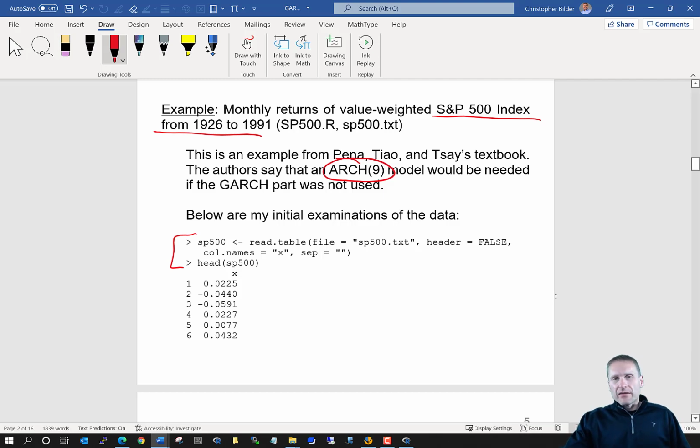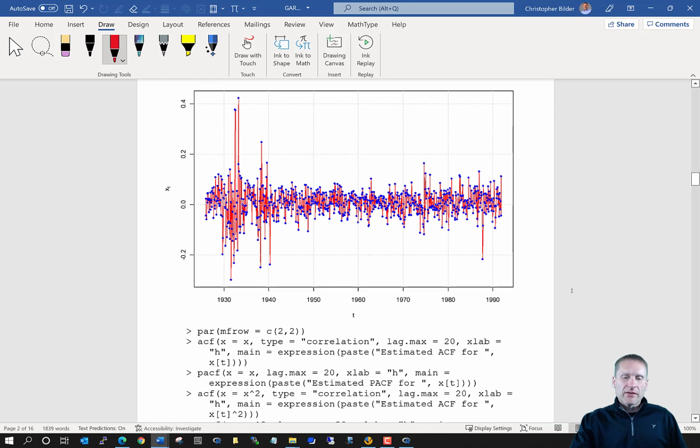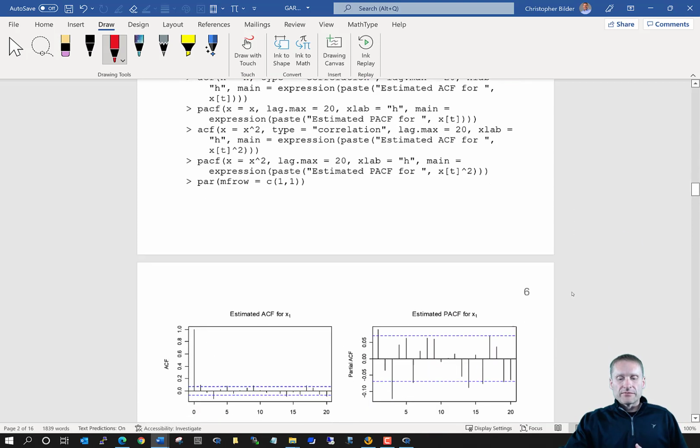We're going to read the data into R. Here's a plot. Again, we see this volatility, this extra variance appearing at different time points during the series, which suggests that a GARCH model may be appropriate.